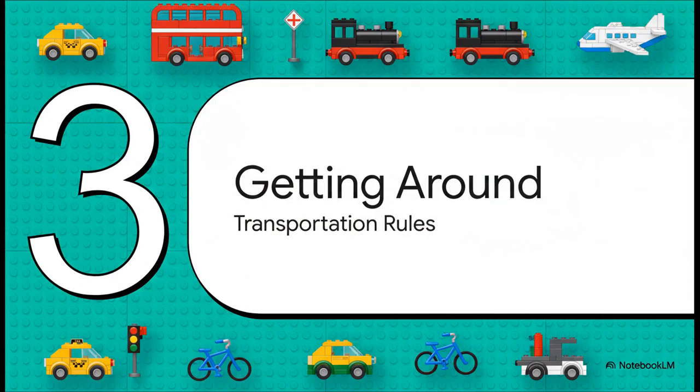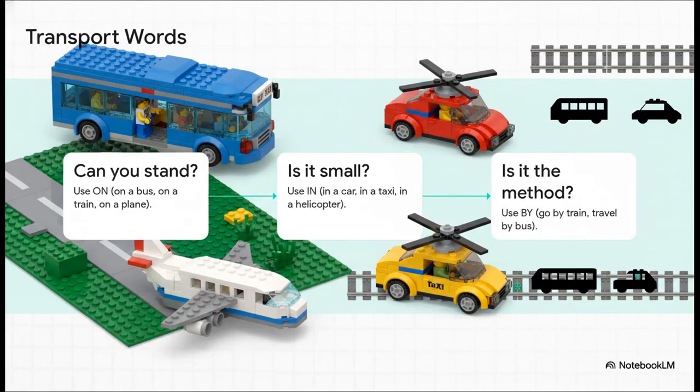Okay, so we've got place, we've got time. What about getting around? Let's see how this kind of logical thinking helps us with another tricky spot, transportation. The rules here are actually super practical. It's like a little checklist you can run in your head. First, just ask, can I stand up and walk around it? If the answer is yes, like a bus or a plane, you get on it. If it's a smaller vehicle where you just sit, like a car or a taxi, you get in it.